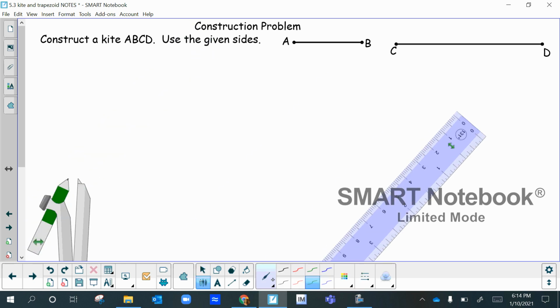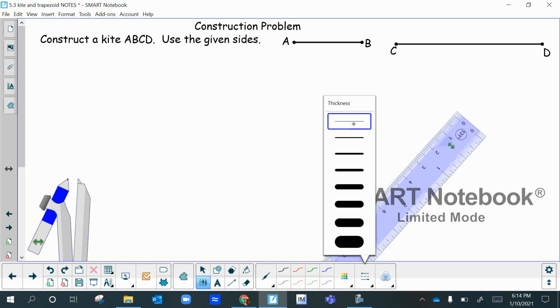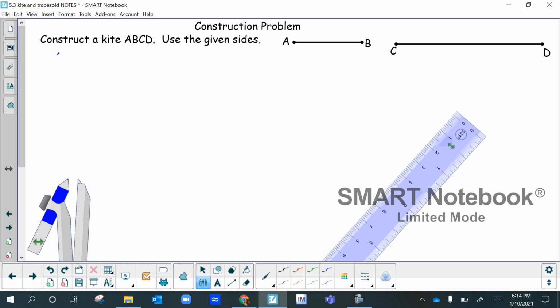The first thing you want to do is imagine how a kite goes. I used to say this back when we did our construction unit: sketch it off to the side. So here's going to be my kite. One is shorter, one is longer. You know that a kite has congruent pairs of sides. So this one could be AB, the shorter segment. Obviously, C will go here and D here. So now you have an idea of what it's going to look like.